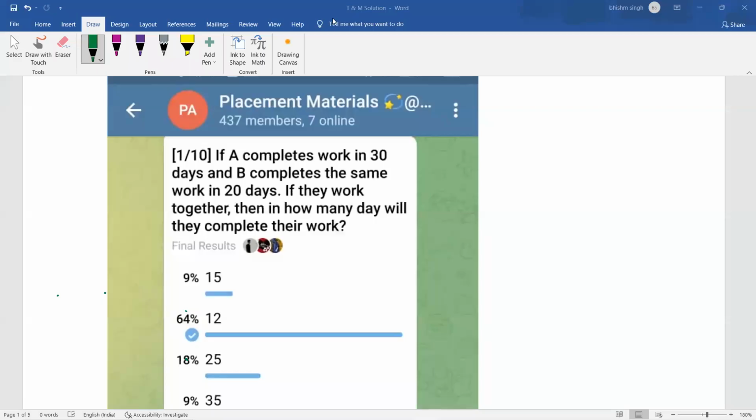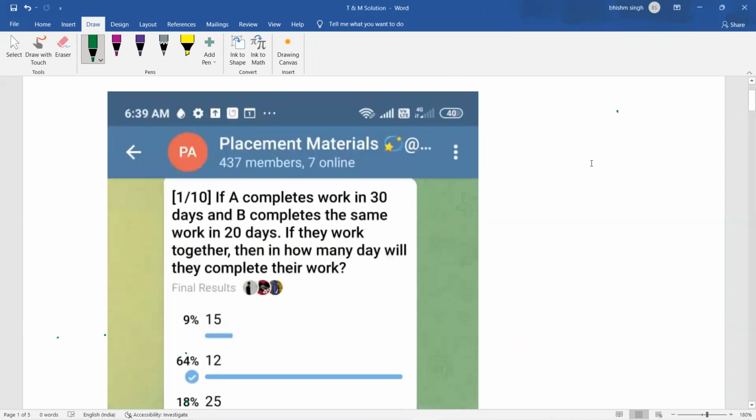Hello everyone. So today we will do the study test on time and work. You have to see the solution today. Whatever time and work chapter I have taken the study test. So see everyone, this is the first question here.